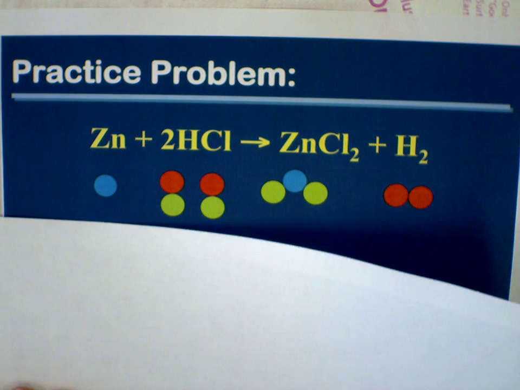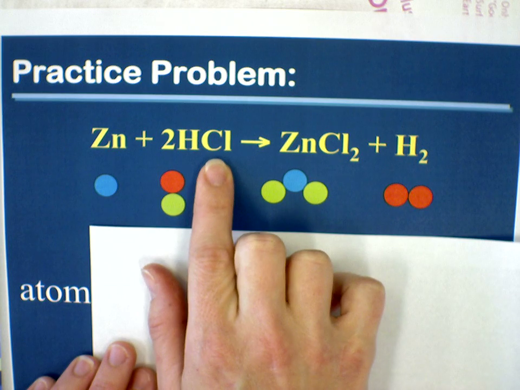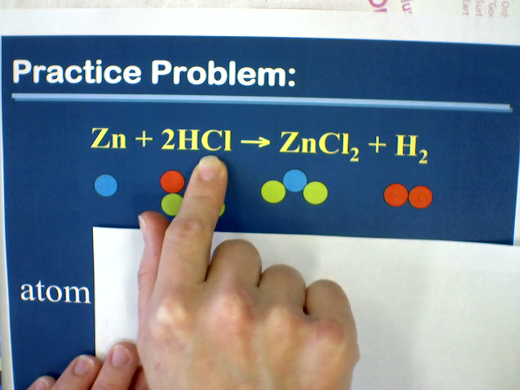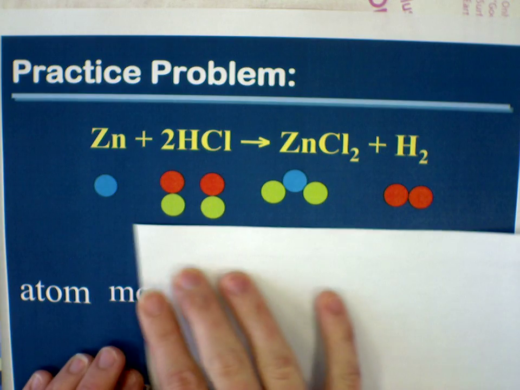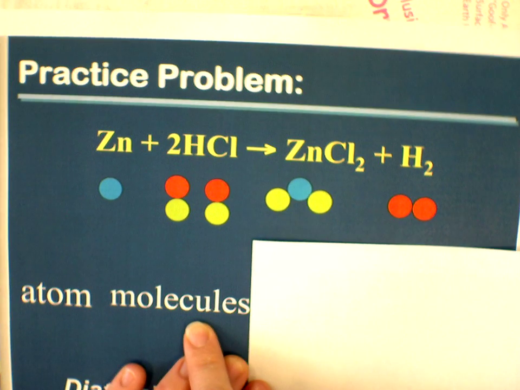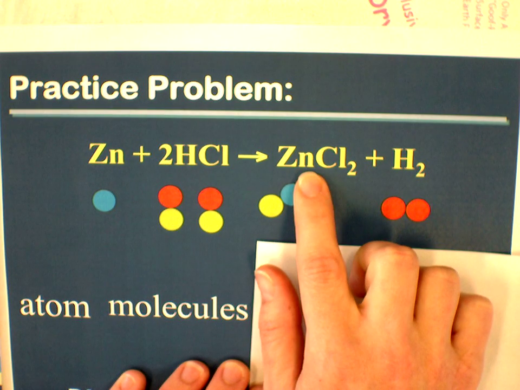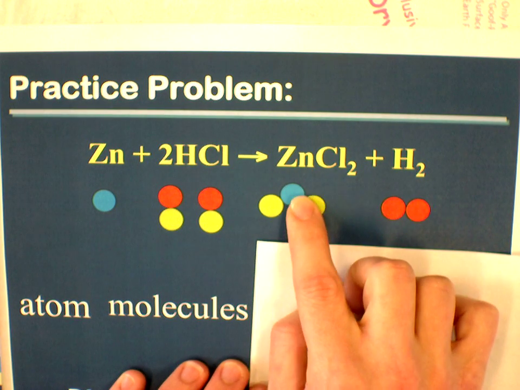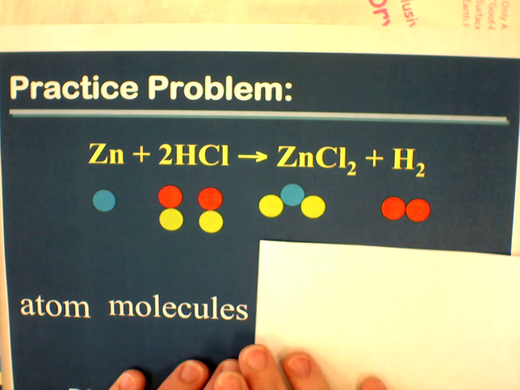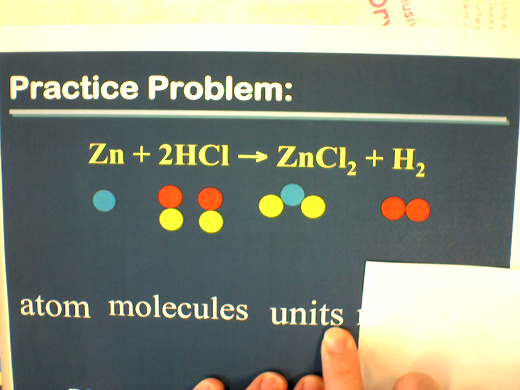HCl is an acid. It is hydrochloric acid. It is actually covalent, so we're going to call it a molecule. And there's 2 of them, so molecules. ZnCl2, zinc 2 chloride, is ionic, metal and nonmetal. So I'm going to call it a unit. And it should be singular, unit.